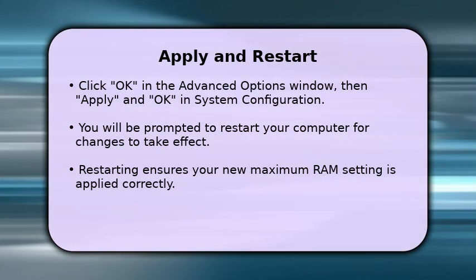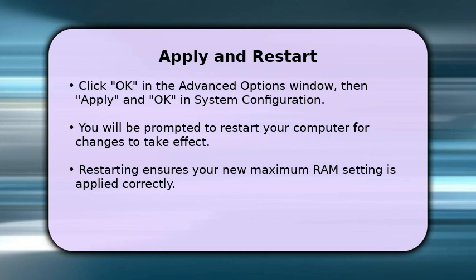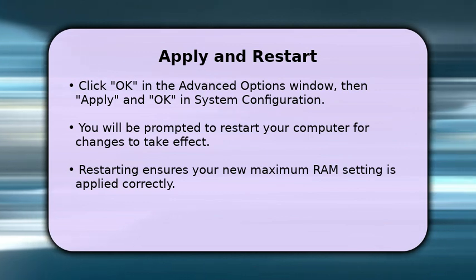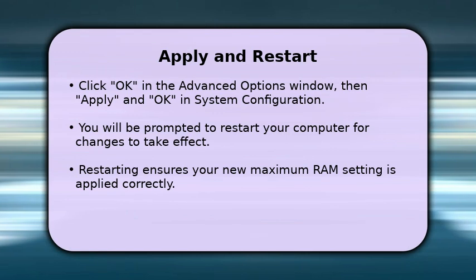Once you've entered your maximum memory value, click OK in the Advanced Options window. Then, back in the main System Configuration window, click Apply and then OK. You'll then be prompted to restart your computer. It's essential to restart for these changes to take effect, ensuring your system boots with the new maximum RAM usage you've specified. Your system will now operate with the adjusted memory limit.